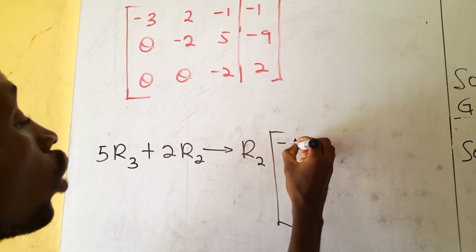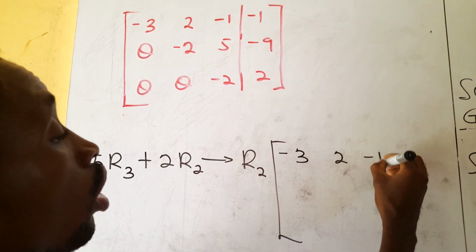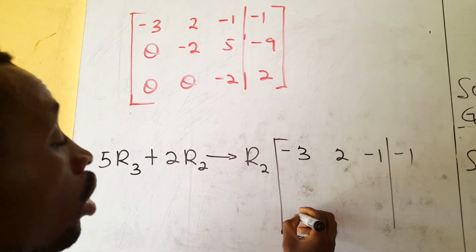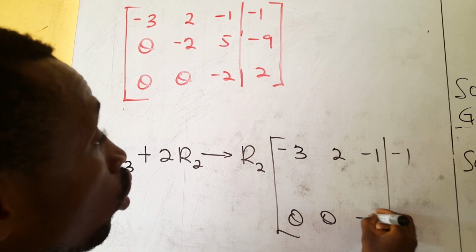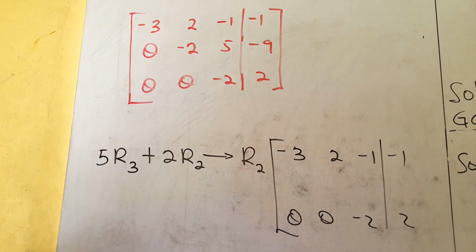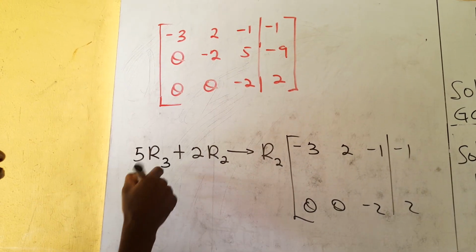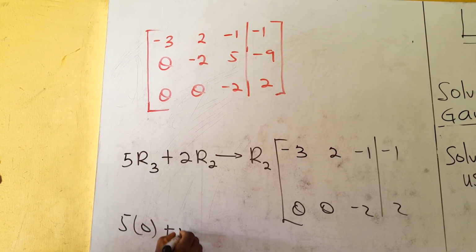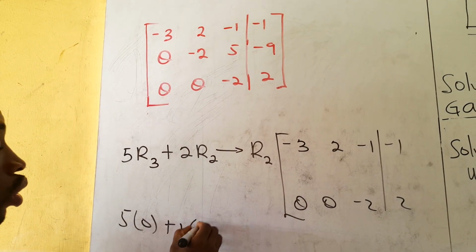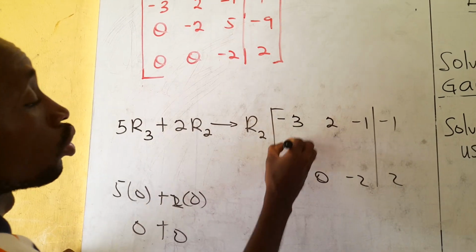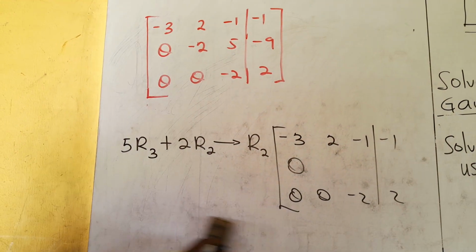So let me repeat those. Negative 3, 2, negative 1, negative 1. Then 0, 0, negative 2, 2. Only the middle one. So let's go. This and this. 5 times R3 there is 0. Plus 2 times R2 there is 0. 5 times 0 is 0. 2 times 0 is 0. 0 plus 0 is 0. So perfect. We have our 0 there.